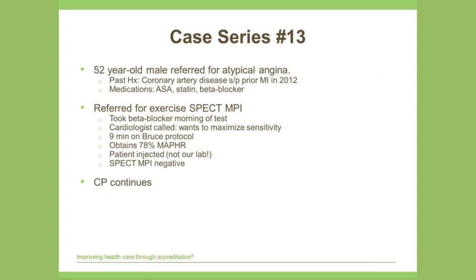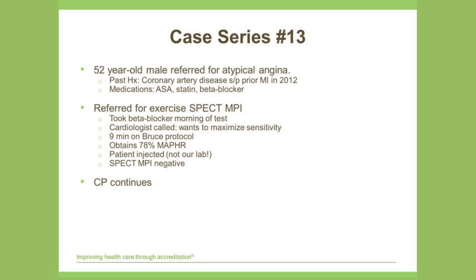So then the question is, you decide to do exercise testing, and the patient ends up not getting to a diagnostic level. So here we have a 52-year-old male, prior coronary disease. He's on a beta blocker. He took the beta blocker the morning of his test.